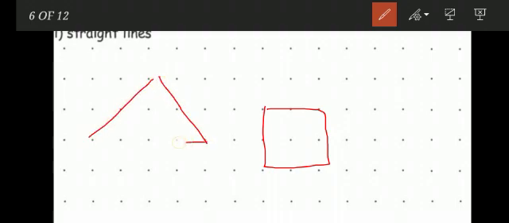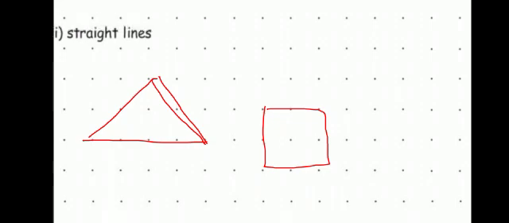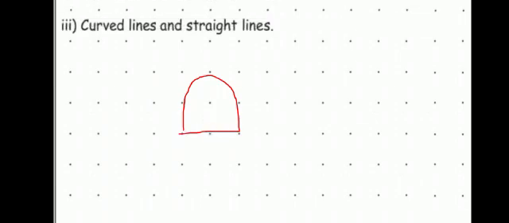Like this, you draw a square or triangle. Like this you will draw. For the examples I draw, you will draw any pictures but using only straight lines. Here, curved lines, curved and straight lines. You draw like this. This is using curved and straight lines.